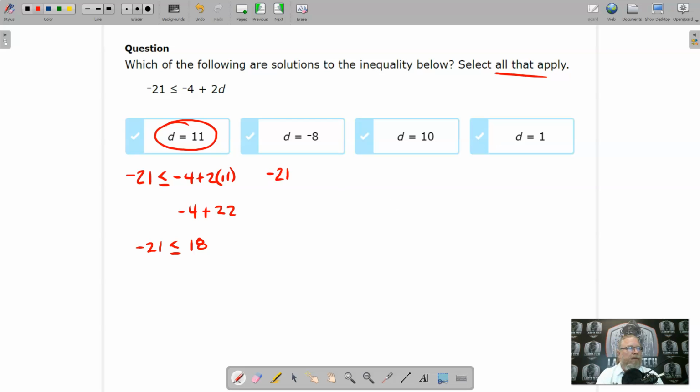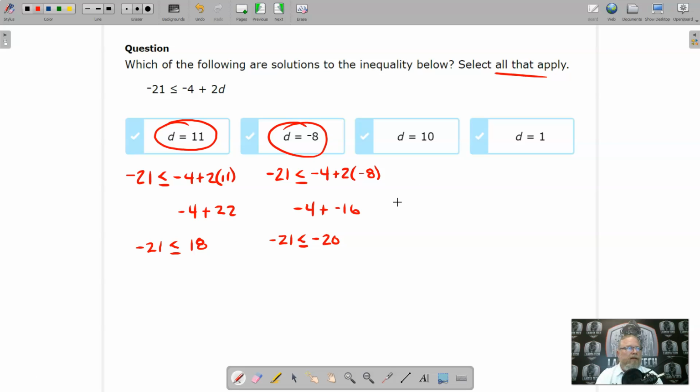Here I have negative 21. It should be less than or equal to negative 4 plus 2 times d, and d is going to be negative 8. So let's go ahead and work this out. Let's take this negative 4, add it to 2 times negative 8. Negative 8 is negative 16, and negative 4 plus negative 16 is negative 20, and negative 21 is less than or equal to negative 20. Indeed, negative 21 is less than negative 20, so d equals negative 8 is good to go as well.